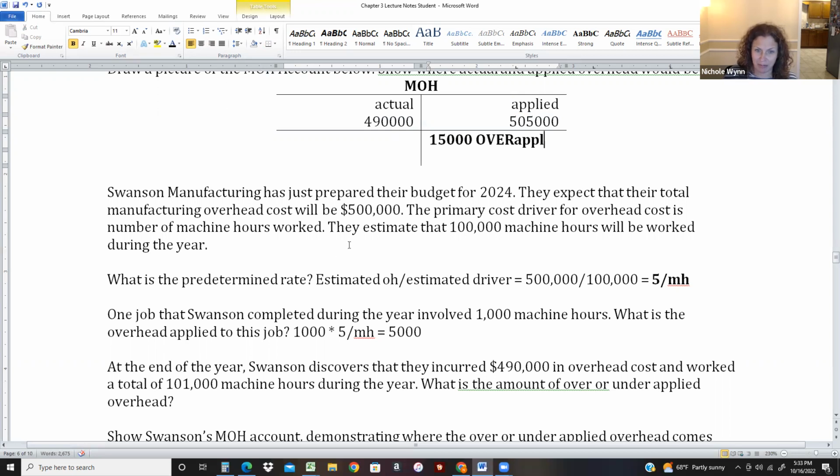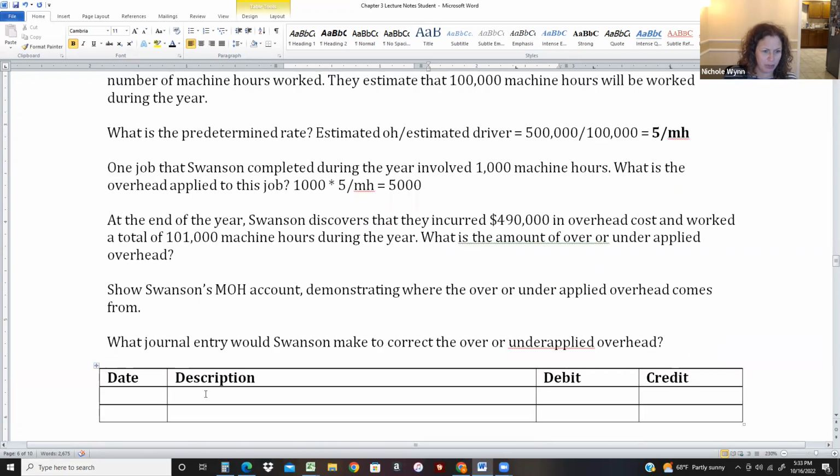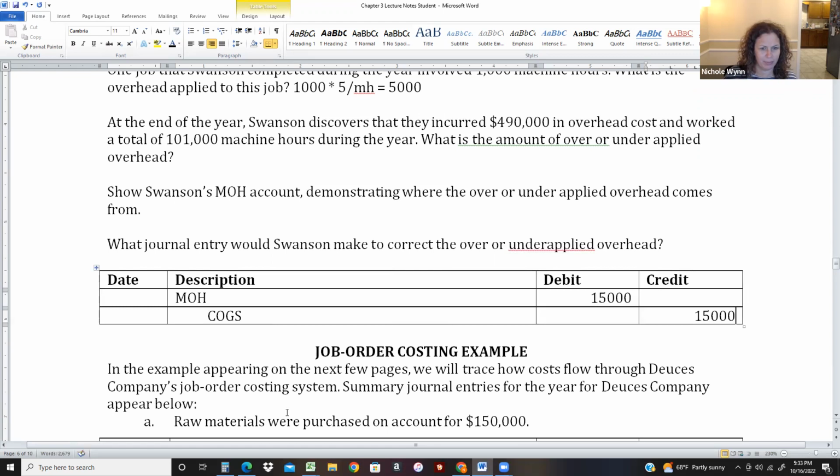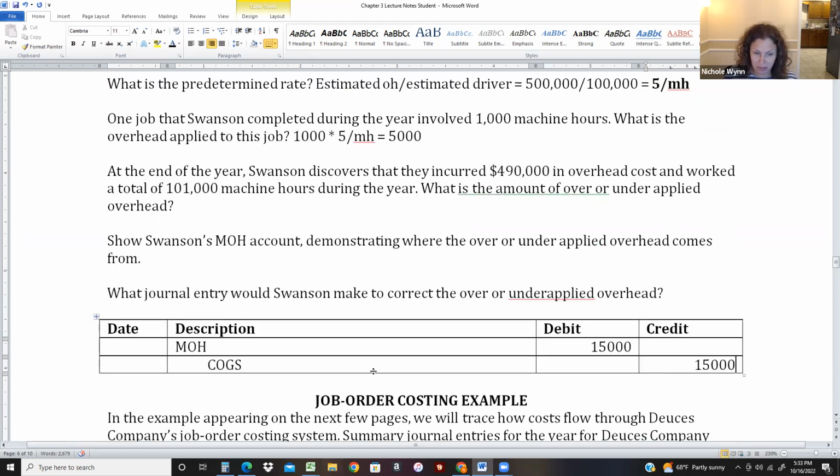So to close that, we need to debit overhead because I need overhead to go away. Again, if I credit overhead by 15, then the balance is 30. I want the balance to be 0. So to zero it out, I need to debit overhead. So I'm going to debit MOH. And the other side, when you close overhead, is COGS. So 15,000. All right. So this is another good place to stop, and then we will finish out our notes.